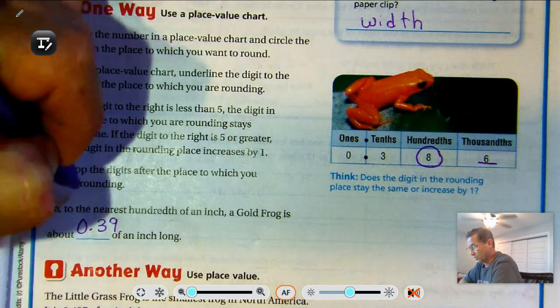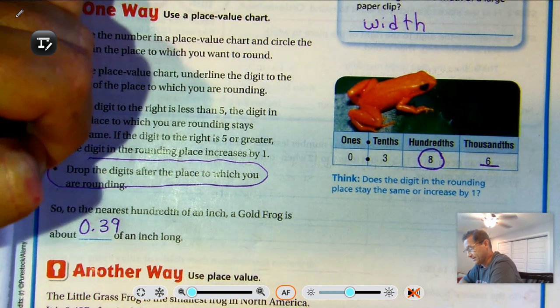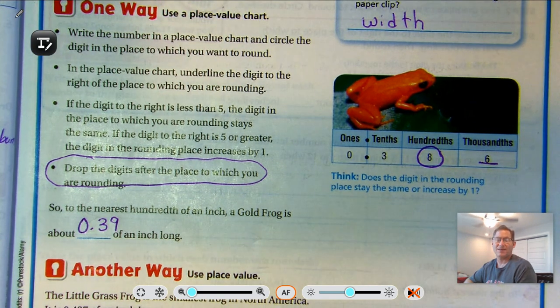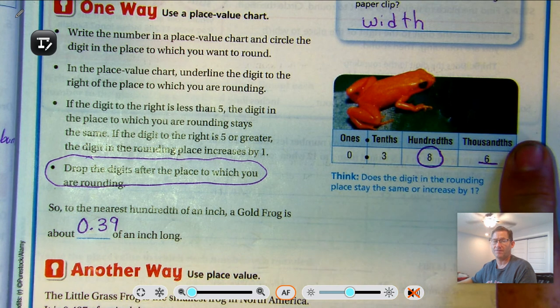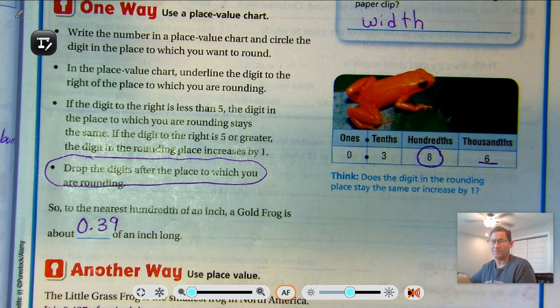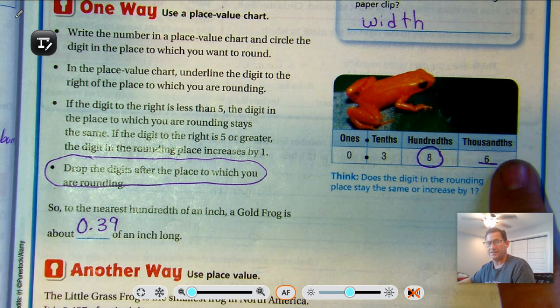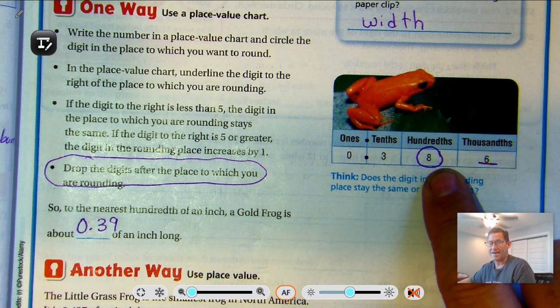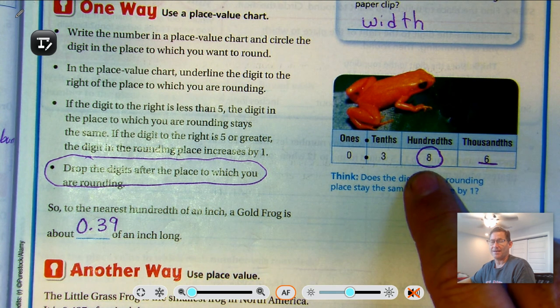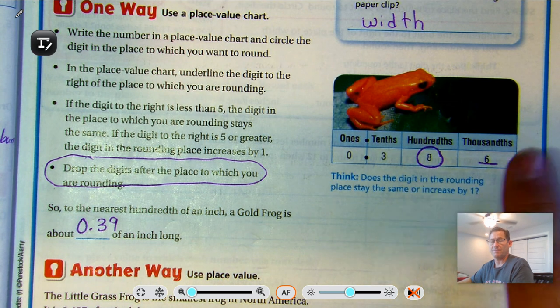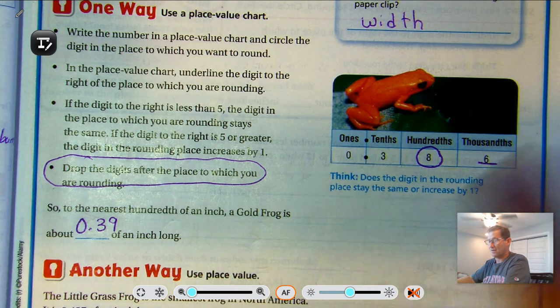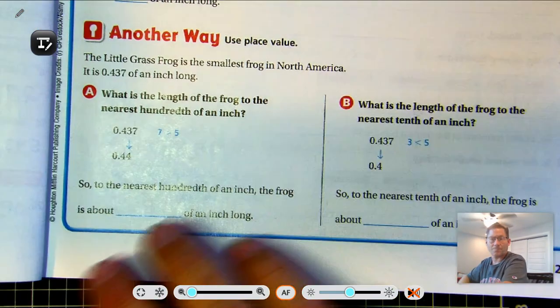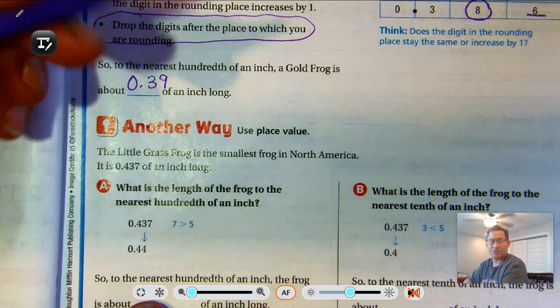Okay, now this is an important step here in using decimals. Drop the digits after the place to which you are rounding. Okay, I'm rounding to the hundredths, so I want to drop off any leftover thousandths. So I'm going to use the thousandths to know whether I'm going to keep it as 8 or if I'm going to round up to 9. But after I use it, I'm not going to put it in the number since that's what I'm rounding to. All right. So another way we can do that is just to use place value.